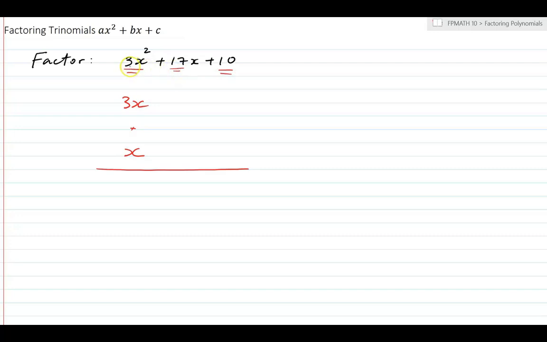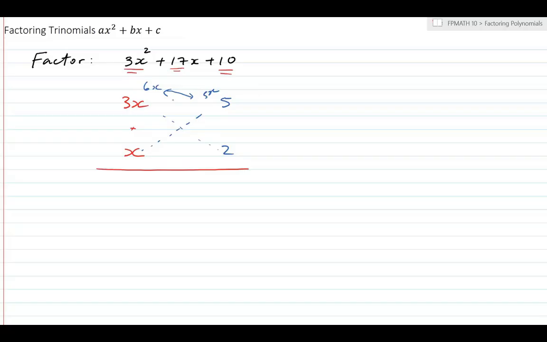Now remember, this 3 does make a difference now. So it's not just two numbers you multiply to get 10 and add to get 17. That's not true. You have to do the crossing so that you can see what's happening. The very basic one for 10 will be 5 and 2, and that's just the first option. I may have to change it. When you do a quick crossing and add 5x and 6x, you will not get 17x. So 5 and 2 are not the good option.